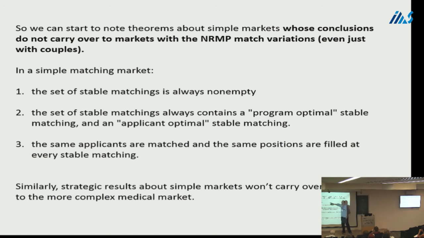So in a simple matching market, one without couples, the set of stable matchings is always non-empty. We've seen that that's false. The set of stable matchings always contains a program optimal and an applicant optimal stable matching. I just showed you an example which shows that that's false when you have couples. The same applicants are matched and the same positions are filled at every stable matching. I just showed you an example that shows that conclusion isn't going to be true.